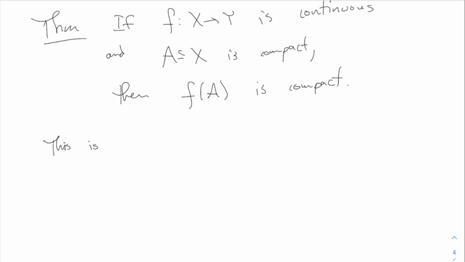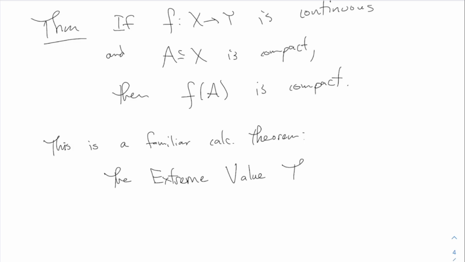This is a familiar calculus theorem. This is called the extreme value theorem. Maybe this is a little less familiar by name. The extreme value theorem. Anybody actually remember what that says? We don't usually use this name for it, but the extreme value theorem. Extreme value means it's about minimum and maximum values.